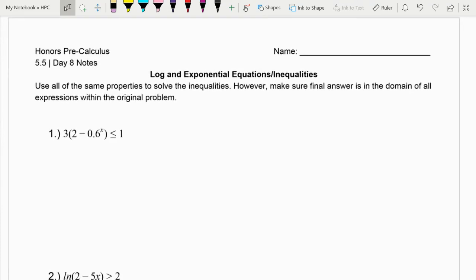Today we are moving on to log and exponential equations and inequalities. We are going to be using all of the same properties to solve these inequalities, but we want to make sure that our final answer is in the domain of all expressions within the original problem. Our first step, we're just going to write down some general steps to follow. Off to the side, I'm going to write those down.